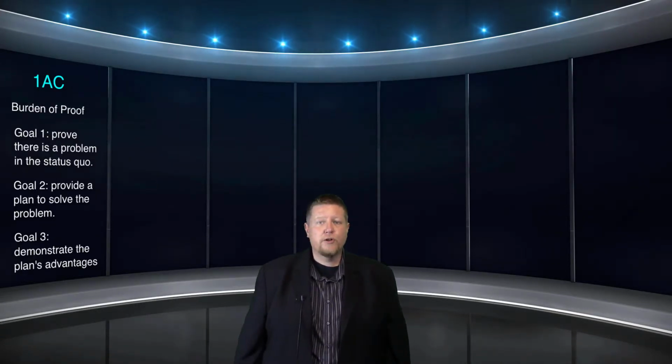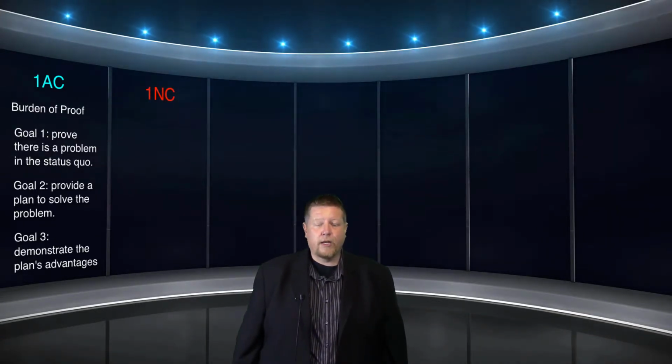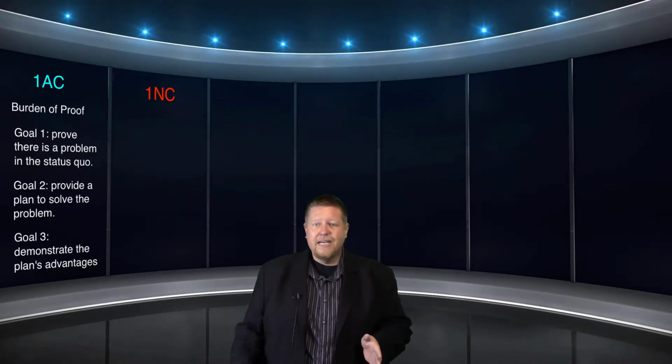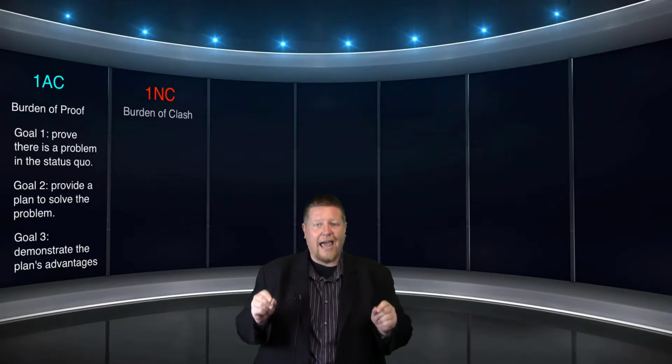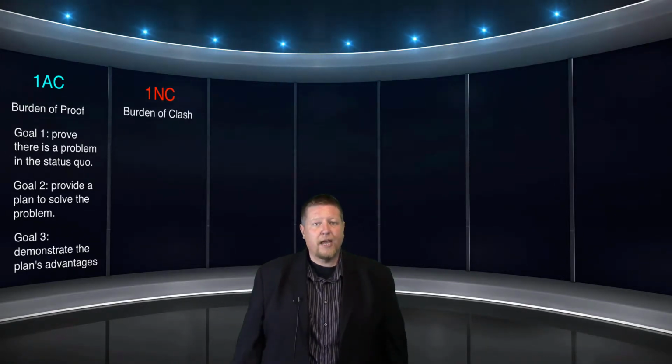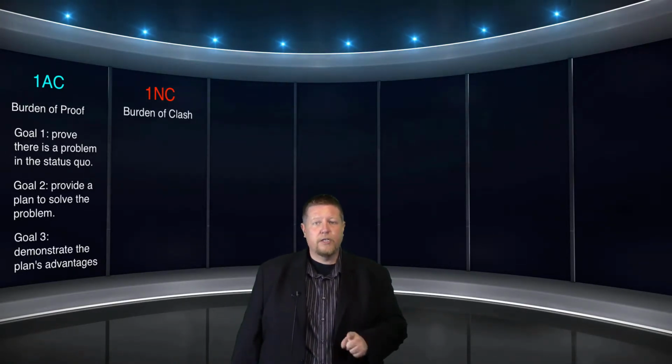The next speech is the first negative, who gives the first negative constructive, or the 1NC. Just as the affirmative team has the burden of proof, in which they must prove that there is a problem in the status quo and that their plan will solve the problem, the negative team has the burden of clash, or rejoinder, which means they must present arguments to disprove the opposing team's arguments.